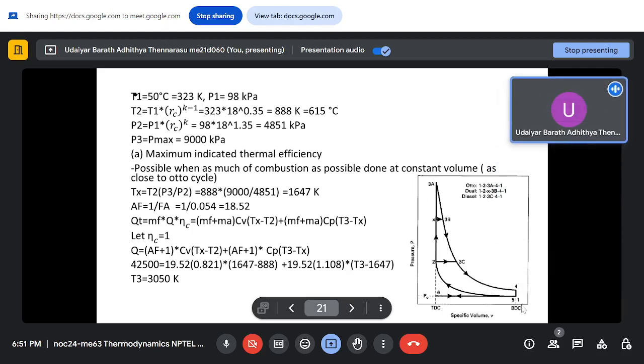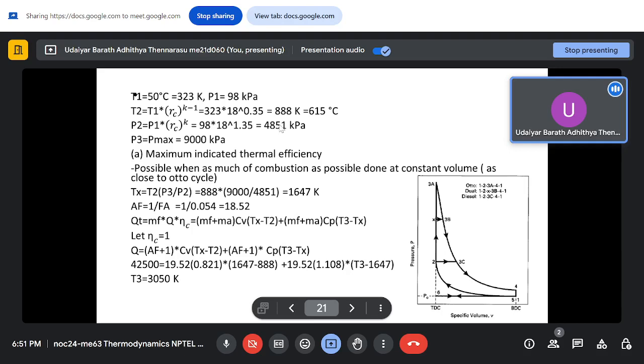Your condition at state 1 is known: pressure is 90 kilopascal, temperature is 50 degrees Celsius, so 323 Kelvin. From this we can find the temperature at state 2 using an isentropic compression process. Your state 2 temperature comes out to be 615 degrees Celsius. Similarly, you can find P2: when you substitute a compression ratio of 18, you will get P2 as 4851 kilopascal.